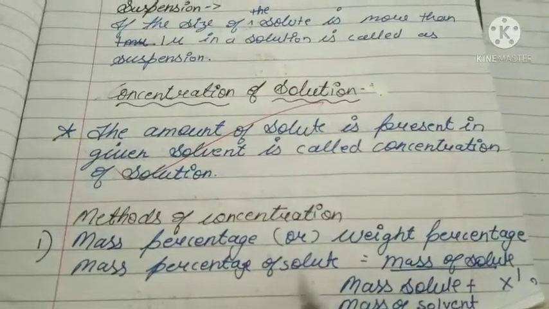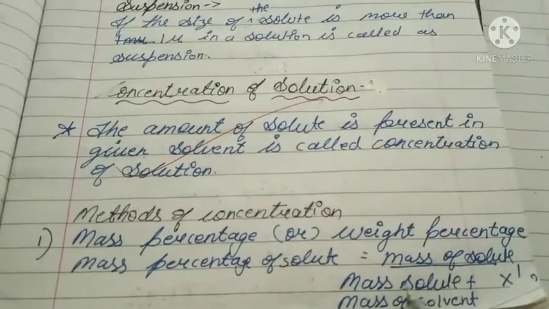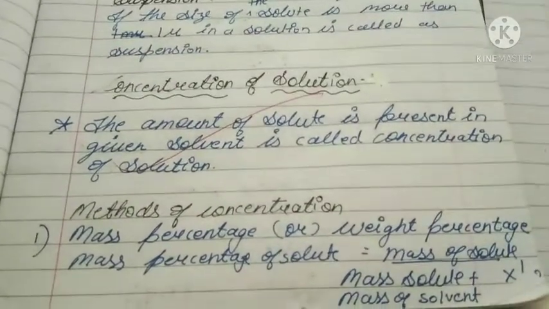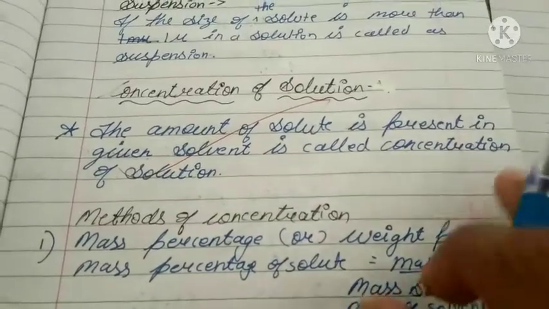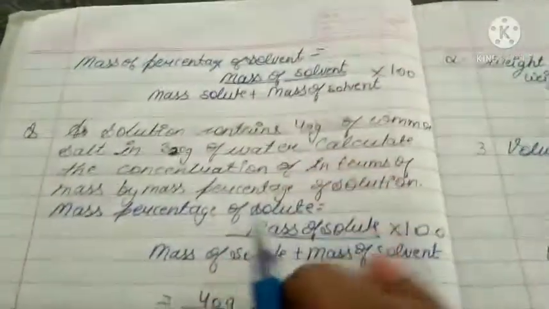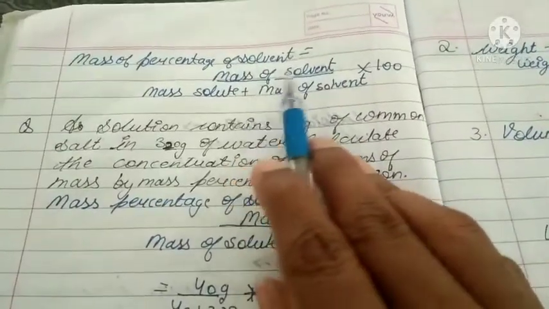Then what about mass percentage of solvent, students? Mass of solvent by mass of solvent plus mass of solute into 100. I hope you understand this concept. Next, see, mass percentage of solvent. What is the formula? I taught you already. Mass of solvent by mass of solute plus mass of solvent into 100.